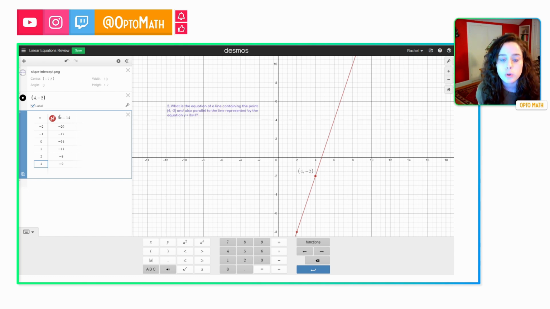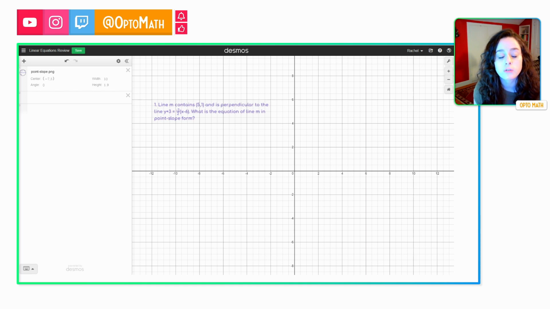If you had a multiple choice question like this, then you could use your answer choices to see which one is parallel and also goes through that point, and you wouldn't have to find it from scratch. Let's look at a question where we are writing our final answer in point slope form, and we're actually given our equation in point slope form as well. So we want to go through the point 5, 1 and find that line that's perpendicular to this given line.